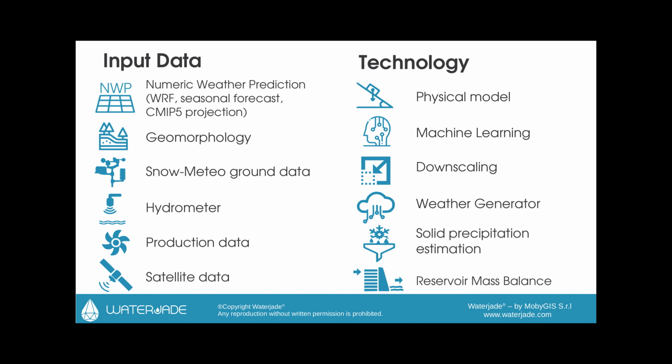The recipe for producing the forecast is given by input data and the technology, the algorithm. The input data can be numerical weather prediction, geomorphology, in-situ data, and also satellite data. The algorithm comprises physical models, machine learning, downscaling, or other more sophisticated methods.